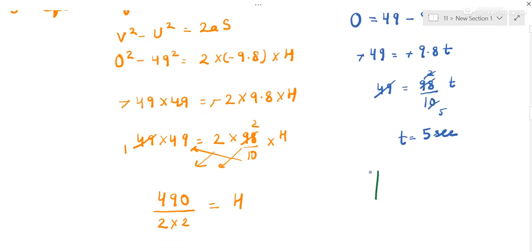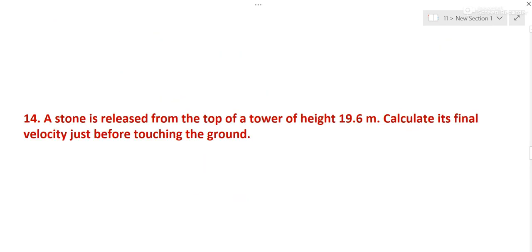So total time would be like you'll have to come back as well. You're reaching the highest point and coming back. Total time would be 2 into 5, that is 10 seconds. Let us see the next question.